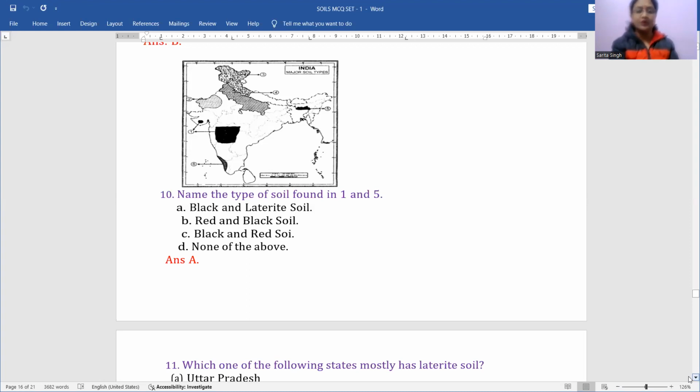Okay, तो अब इसमें ऑप्शंस में सॉरी, कौन सा ऑप्शन यहाँ पर सही होगा? ब्लैक एंड लेटराइट सॉइल. The A option is correct.